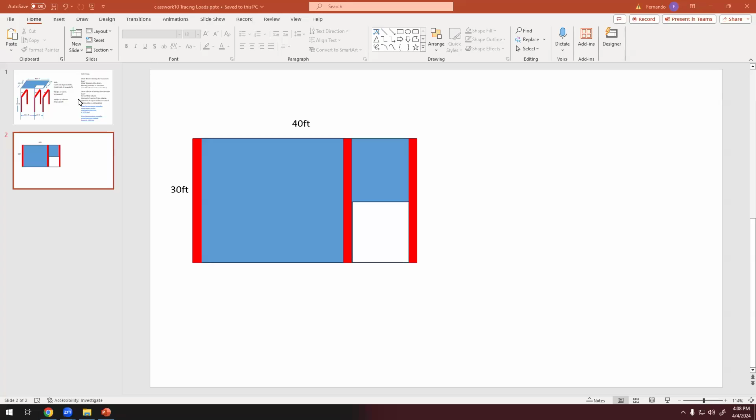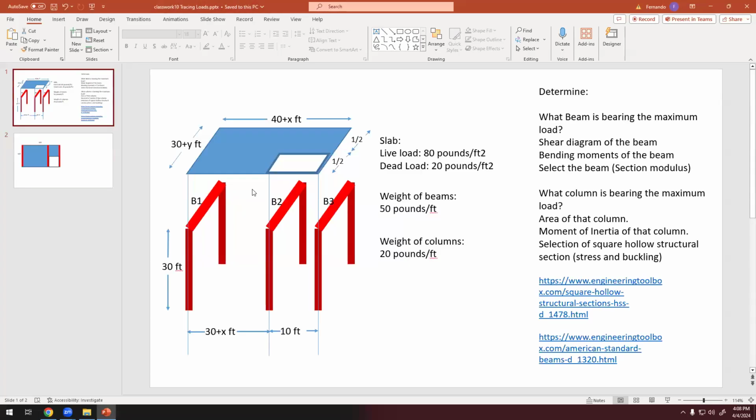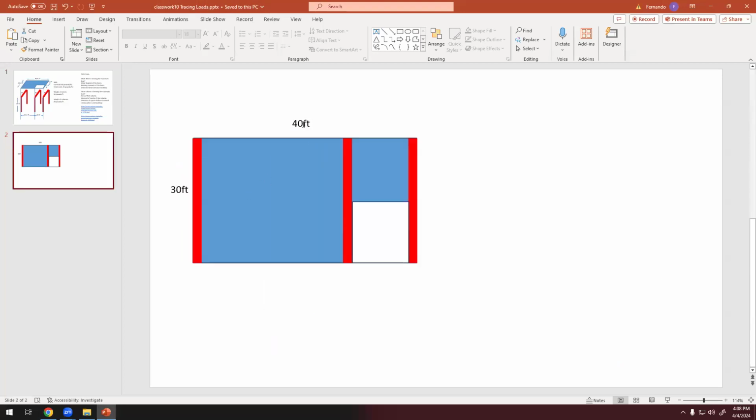Okay, so this is what we're going to do today. We have this exercise. You have different numbers depending on your ID. So I'm going to do it with 40 and 30 feet. And we have this opening, and this opening is half. So that would be 15 by, no, 10, because this distance is 10 by 15. Because according to my numbers, this is 30 and this is 10.